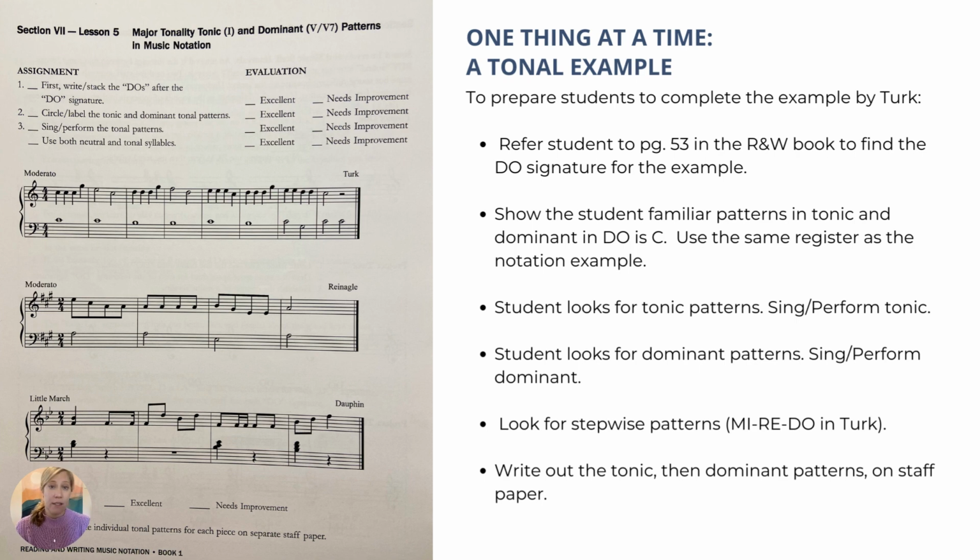and they can look for just tonic patterns, have them sing the tonic pattern and perform it. Then they can look across the line for just dominant patterns and do the sing and perform step. And then they can look for just stepwise patterns. After they've done those, then they can copy down those patterns that they found and circled, perhaps on magnet board or whiteboard or on staff paper.